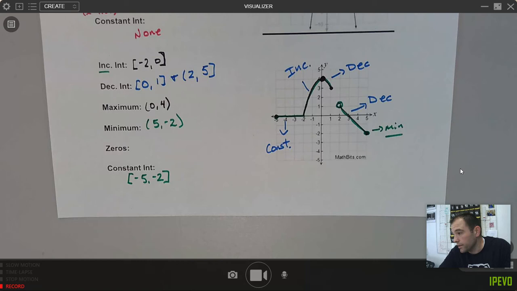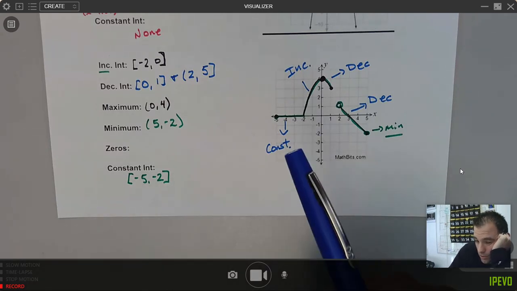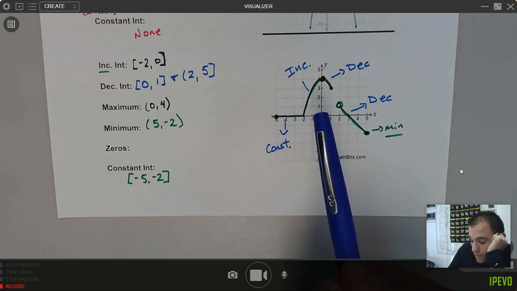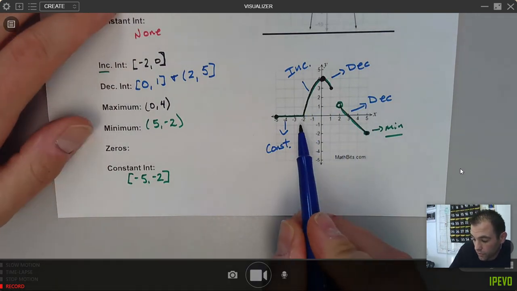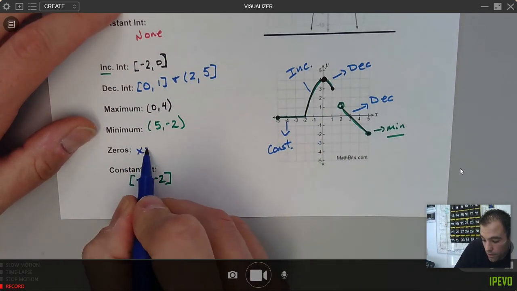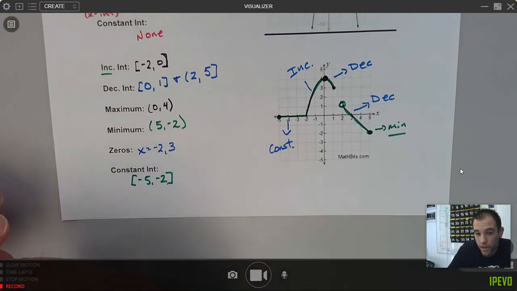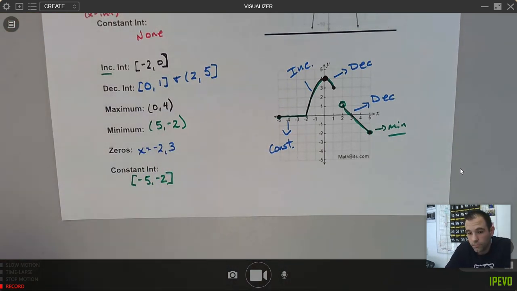Okay, the last part. This graph has a lot of zeros, right? I don't know why I just said questions like I'm in class. That was stupid. It has a couple of zeros, right? So we have -2 and we have 3 as our zeros. Because remember, zeros are x-intercepts, roots, solutions. All of those things are the same thing, okay?